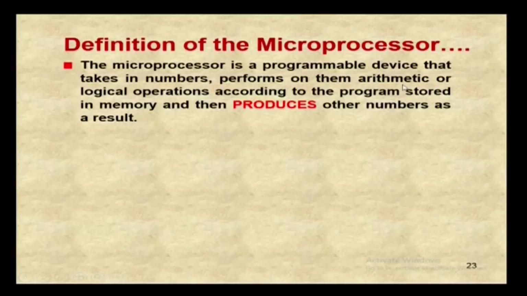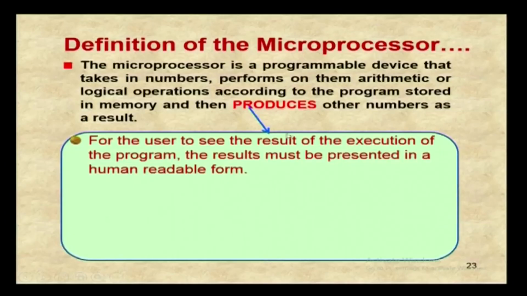Then, after storing the program and processing, it produces some other data. You add something, say 2 plus 2, you get 4. It does something and produces some other data. So it produces the result. After execution of the program, it produces the result. When you are adding 2 numbers and you get the answer, that is the result.